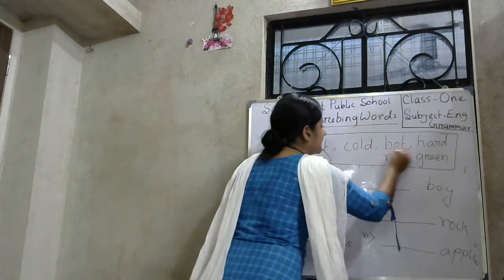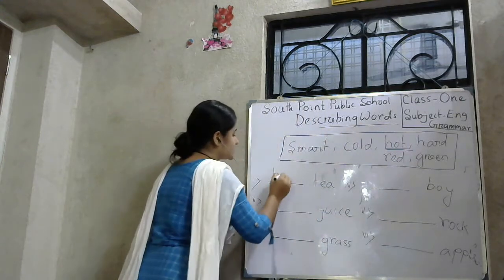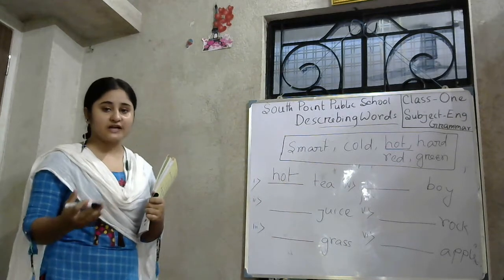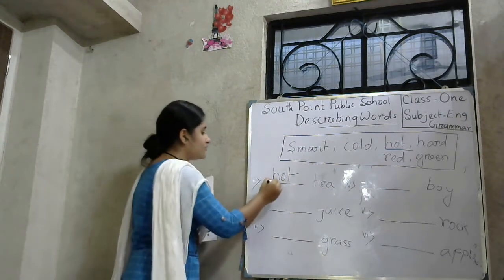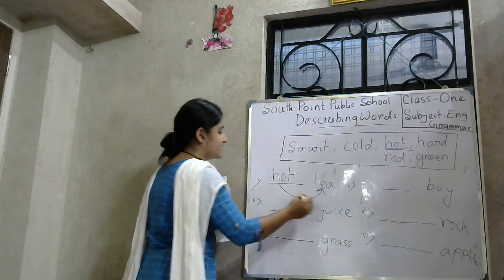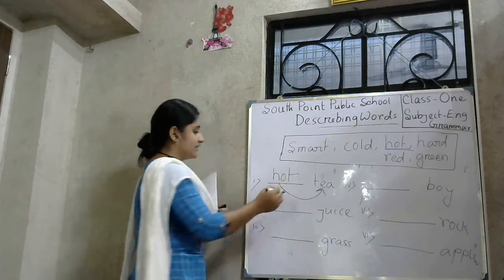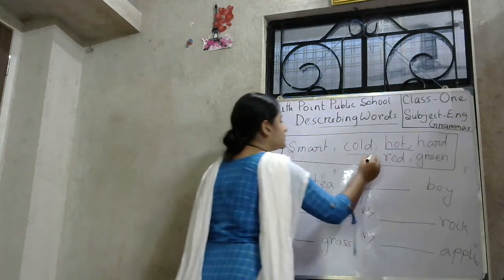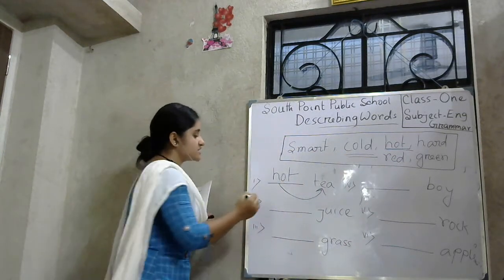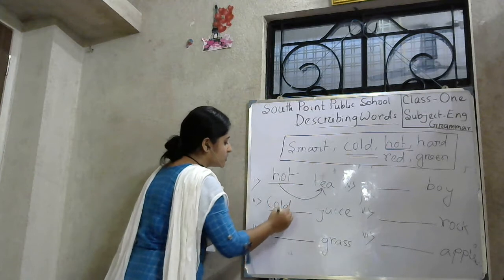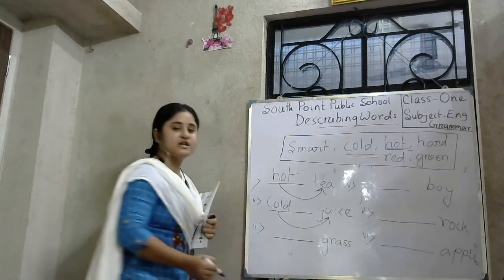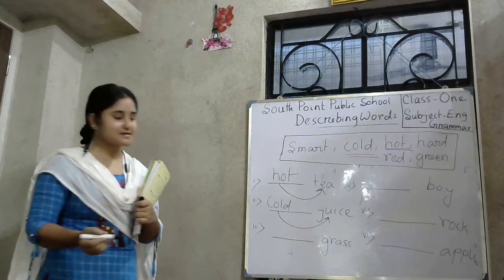Obviously hot tea is suitable because generally teas are hot. So we can write hot tea. What kind of tea? Hot tea. Here the word hot describes the tea. Next, dash juice. You can write cold juice. Generally juices are sometimes cold. C-O-L-D, cold juice. Here the word cold describes more about the juice. So cold is a describing word.